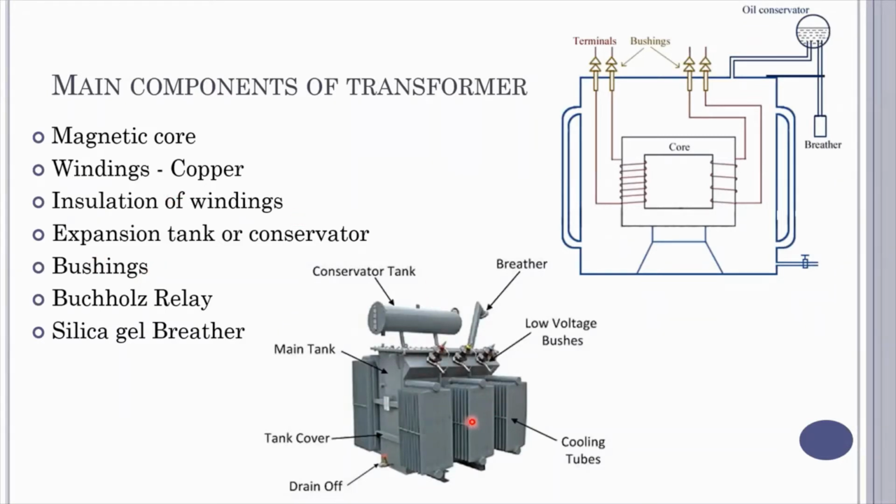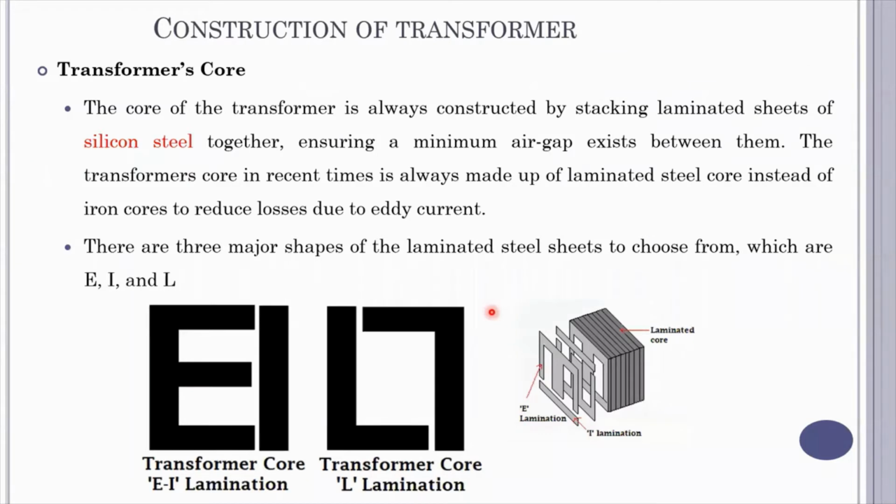So this is a transformer that we could see. Here we have the cooling tubes, and if we want to force in oil or drain oil, we have this drain off valve, and then we have the main tank cover, and then we have terminals. So this is a three-phase transformer. We have the bushings using which wires are taken out. So here we have the terminals or the bushings, and this is the conservator tank, and here we have the breather. Now let's see in detail the purpose of every part.